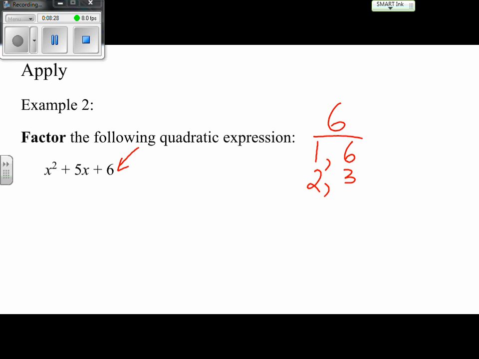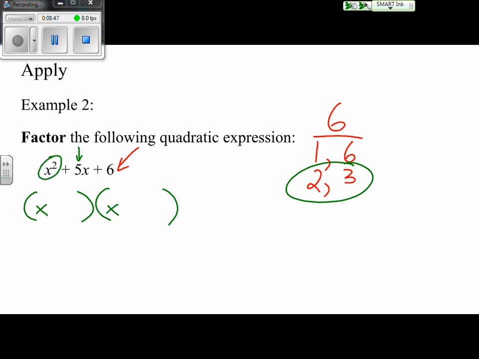Now I want to check which one of these pairs of factors adds to be the 5. So again, we figured out which numbers multiply to be 6, but then add to be 5. And that would be these right here, 2 and 3. So I'm going to write down now, I know there's an x and an x here always, because x times x gives me x squared. And then I simply copy these two numbers here. They're both positive, and I'm putting plus signs for that. And voila, I have factored. I have factorized this quadratic into two pairs of binomials, which was exactly the goal of this lesson.